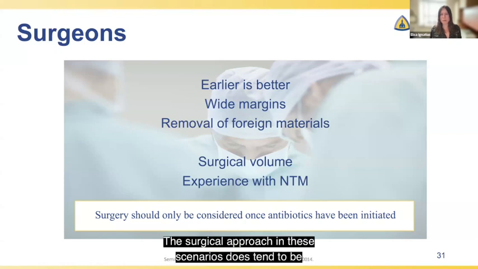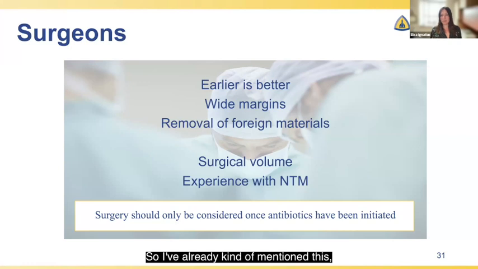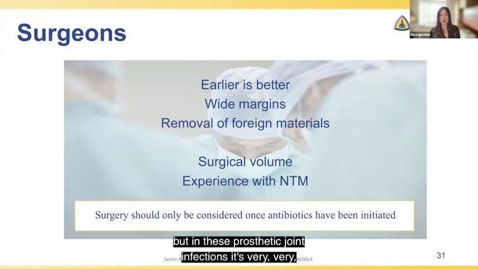The surgical approach in these scenarios does tend to be almost akin to how we think about malignant tumors: wide margins around the infected area, ideally with clean margins, so that at the border of the resected tissue there is no remaining infection. Of course, that's not always feasible, but it is something that we often strive for. Removal of foreign materials is essential. I've already mentioned this, but in prosthetic joint infections, it's very difficult to eradicate infection if the original prosthesis remains in place, because it has almost certainly been coated with these NTM organisms.